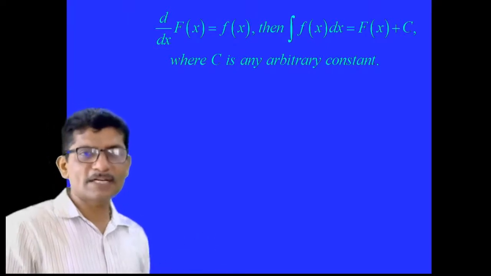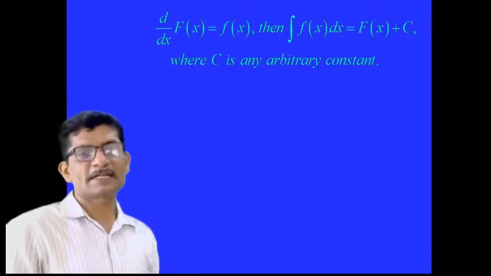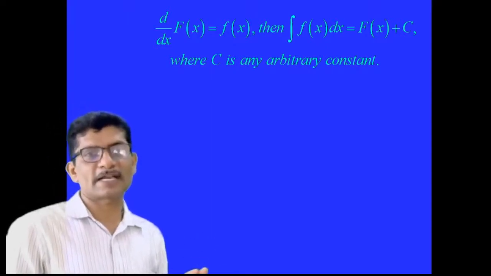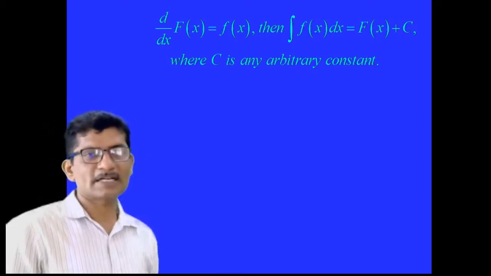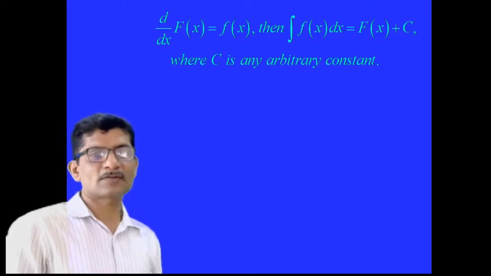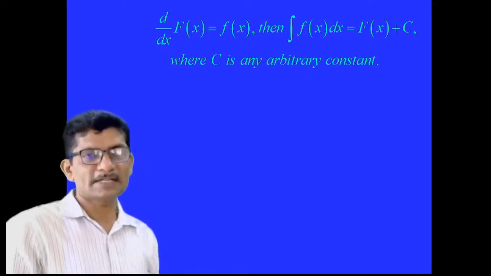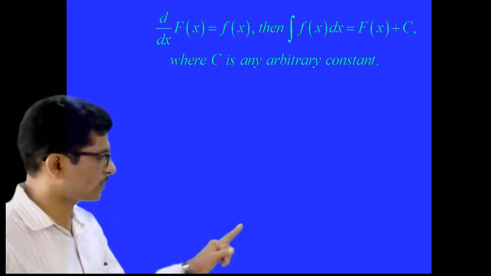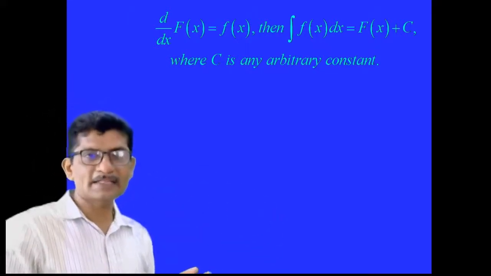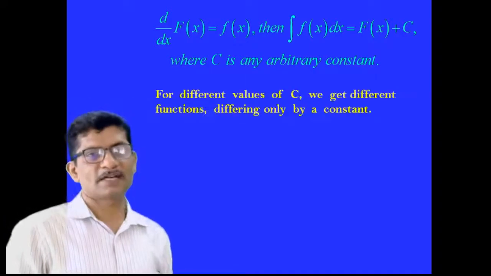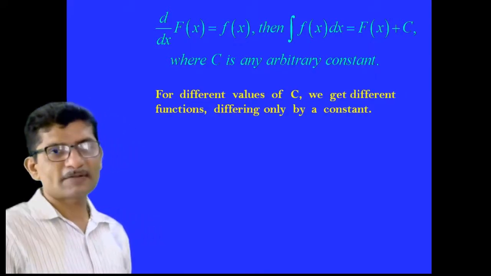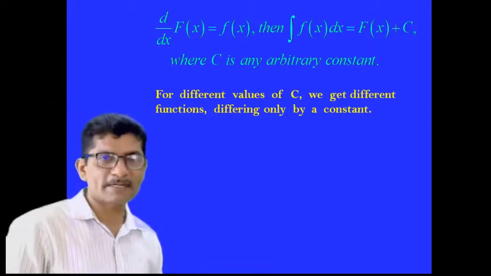Therefore, in every integral, you add an integral constant, or arbitrary constant. Adding it is very, very important. Simply, if the derivative of capital F of x is equal to small f of x, then the integration of small f of x is equal to capital F of x plus the arbitrary constant C. Here C belongs to the set of real numbers. For different values of C, you get different functions.